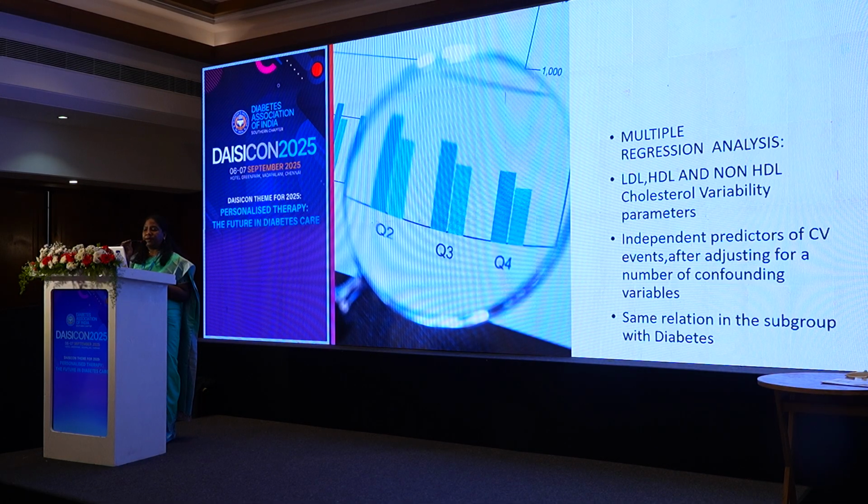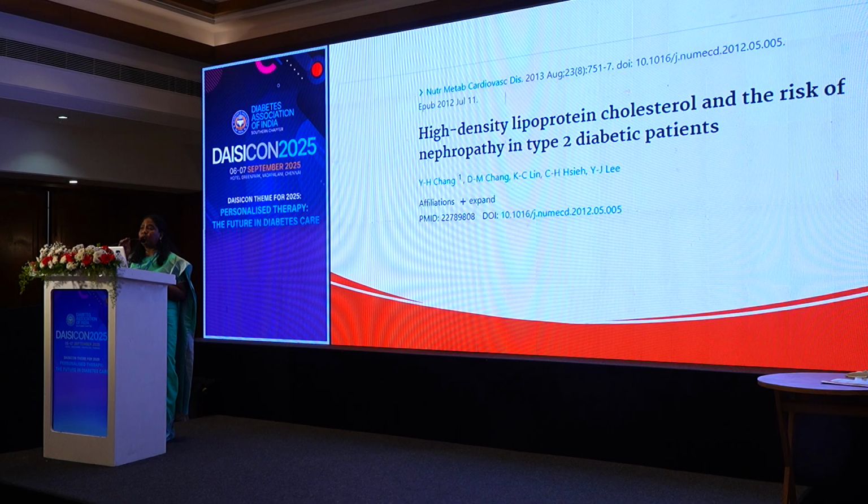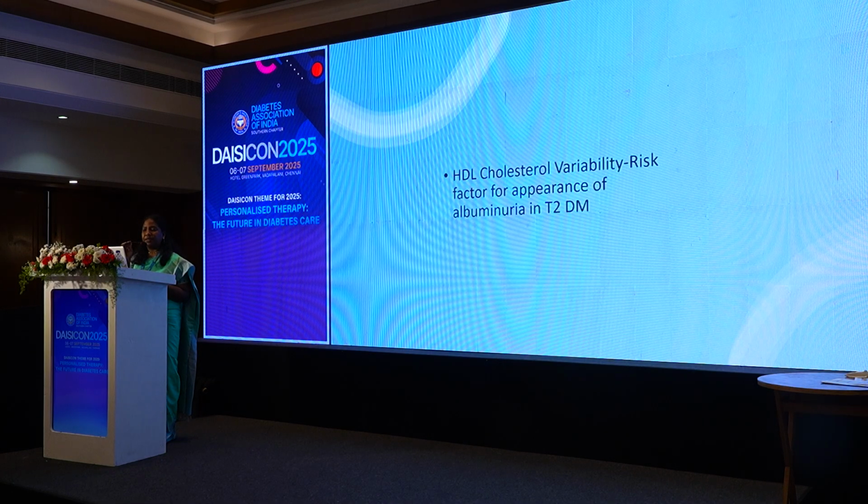So they did a multiple regression analysis, and these LDL, HDL and non-HDL variability parameters were found to be independent predictors of CV events after adjusting for a number of confounding variables. So the same held good for the subgroup with diabetes as well. So not only CV disease, even nephropathy has been found to be influenced by lipid variability. So it was found that HDL variability increased the risk factor for appearance of albuminuria in diabetes.